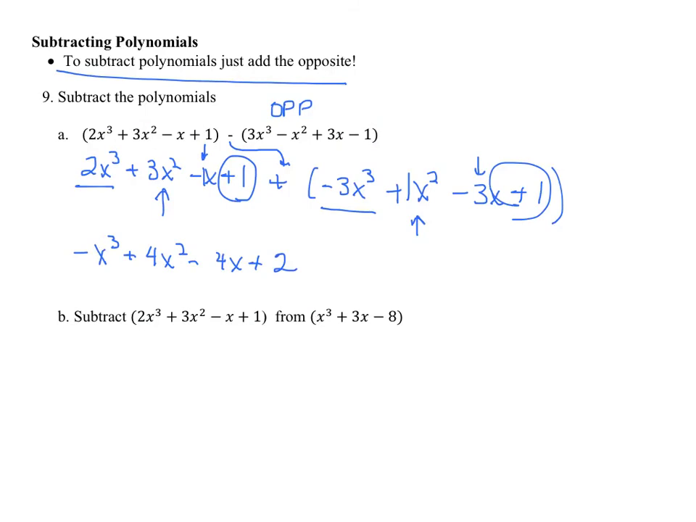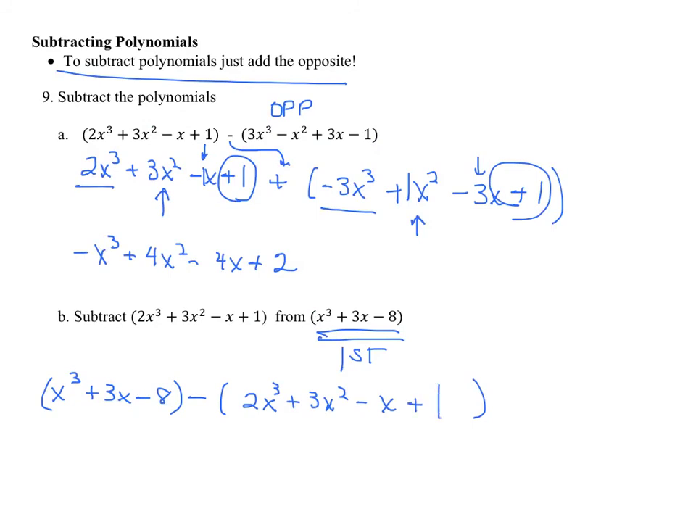Now, B is tricky. You have to write the problem out first. We're subtracting this guy from this guy, so the from guy goes first. So it's going to be x cubed plus 3x, take away 8, minus that big chunky monkey. So here we go. We keep the first guy the same. Change subtraction to addition, and the rest of it to its opposite.